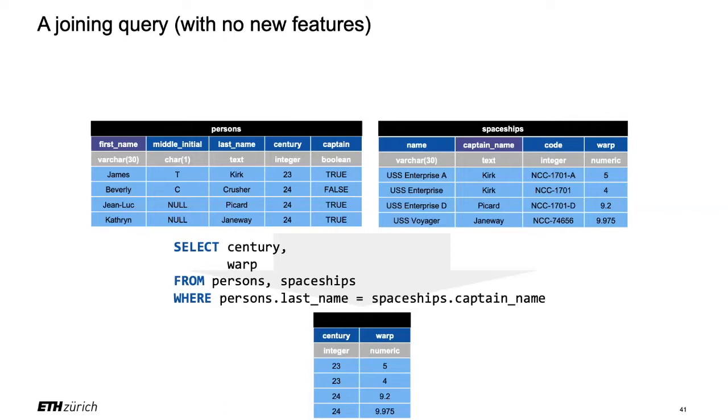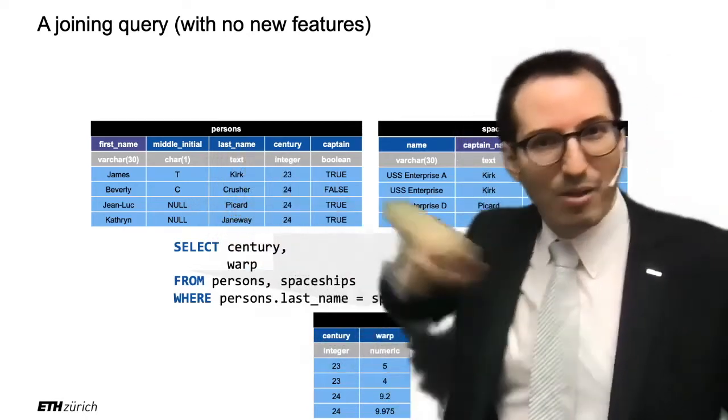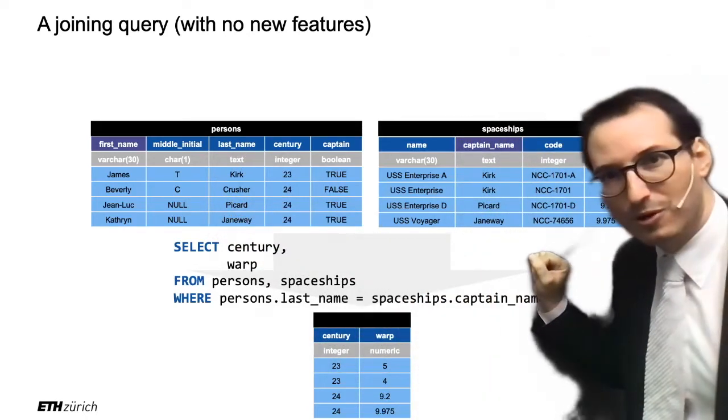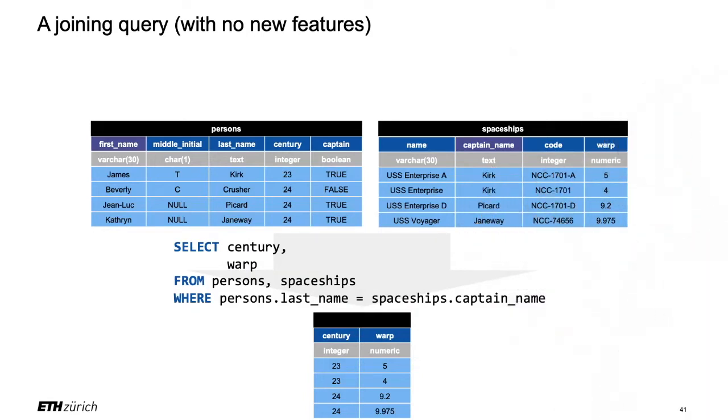First, I'm going to only keep last name and century in the table persons. So I'm starting, right? It's very adventurous, right? I'm starting with a projection. I'm projecting this table to just last name and century. Then I'm projecting this table to just captain name and warp. So now I have 2 tables with 2 attributes.